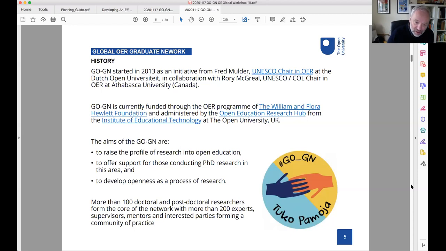This just gives the history I've just mentioned. The aims are to raise the profile of research in education, to offer support for those conducting PhD research, but also to develop openness as a process of research. That's a key area for us. So it's not just about you come in, do your bit of research on OER or MOOCs or whatever, and then disappear, but we're trying to get our researchers to operate in an open manner as well, and to consider aspects of openness. We've got over 100 doctoral students who are members and alumni now, and also this group of experts we call friends of the network. They're not doctoral students, but they're people who are interested in OER as well.